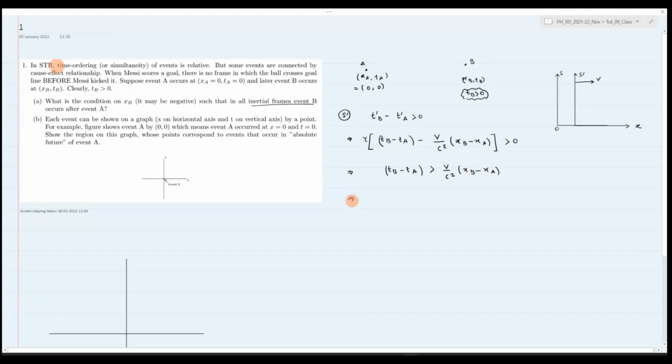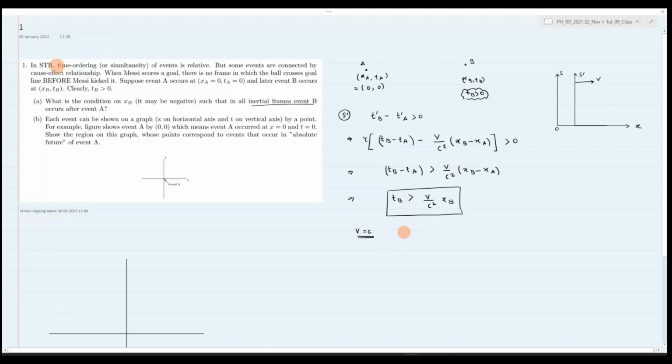Let us put the ta value and xa value to be 0. So our tb should be greater than v by c square times xb. Okay, so this is the condition. This is the condition on xb for which event B will be happening after event A. Now let us see the extreme conditions. So what will be the maximum speed of the frame you can have? Maximum speed of the frame you can have is c, right? Yes. Maximum it can go with c.